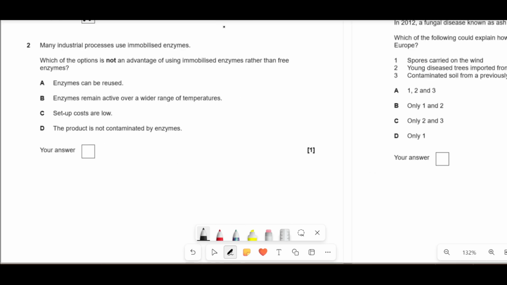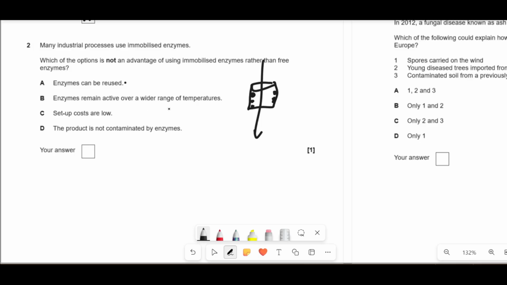So now it says many industrial processes use immobilized enzymes, which is not an advantage of using them rather than free. So if you have an immobilized enzyme, imagine this is like a tube, and I've got the substrate moving in, and these are immobilized. It means that all I have to do is pass the stuff through the tube, and it will react, and these will stay in place. So if we look at our options, we need to figure out what the benefits could be. That is an advantage, because the enzymes are staying there, they're not being passed out in the mixture.